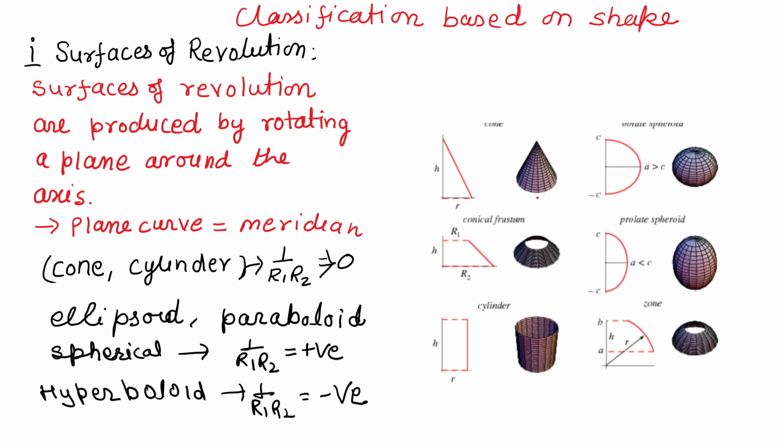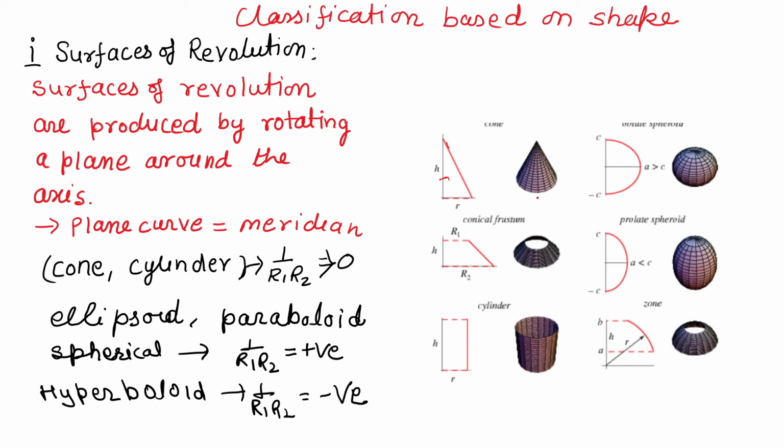The second classification is based on the shape. Basically there are three categories. One is surfaces of revolution. There are a number of shells which can be generated by revolving plane curves around an axis. If we have this straight line and revolve it around this axis, then a conical shell will be formed. If we have a line like this, then a frustum will be formed. If a straight line is revolved around the center, then a hollow cylinder will be formed. Similarly, a spheroid and a prolate spheroid will be formed.